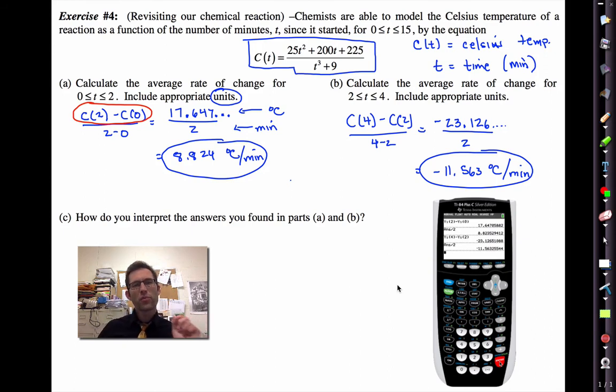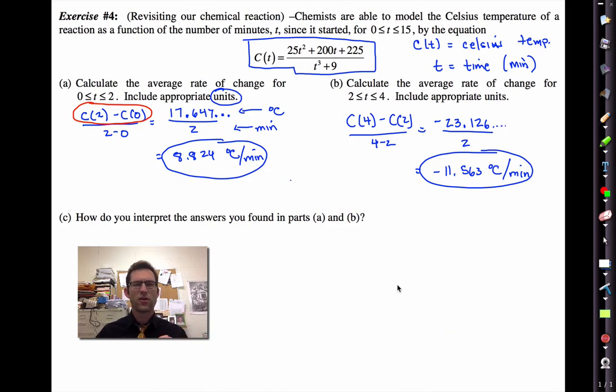All right, now letter C, very important. How do you interpret your answers you found in parts A and B? And the phrasing here has to be just so. So what I want to do is pause the video and I want you to just mentally think about how you interpret them. If you feel confident, go ahead and write down what you would write down on a test, and then we'll talk about the technical language you should use.